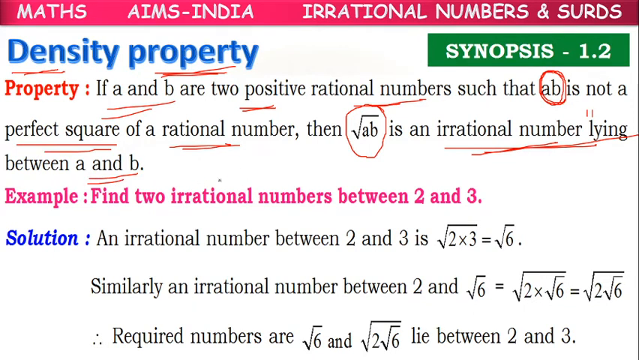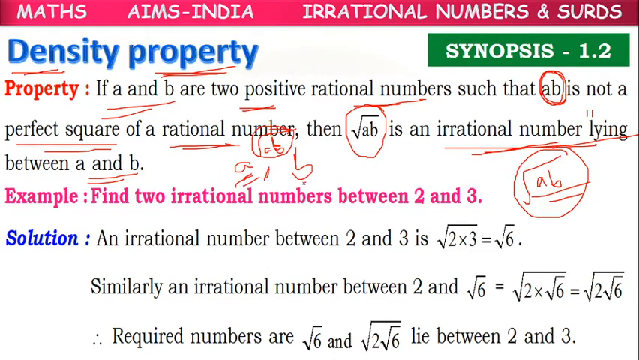So here, suppose we have two rational numbers A and B such that their product AB cannot be represented as the square of any other rational number. Then root of AB is the irrational number lying between A and B.